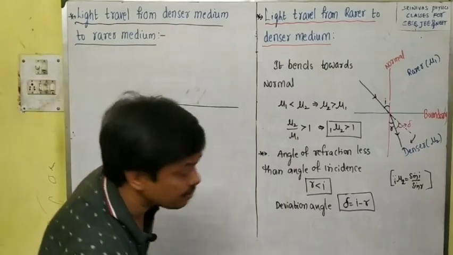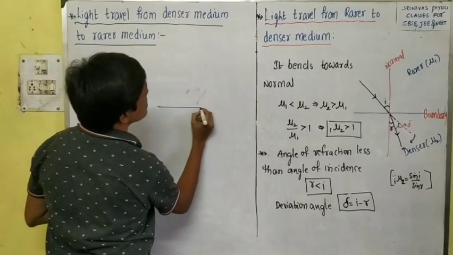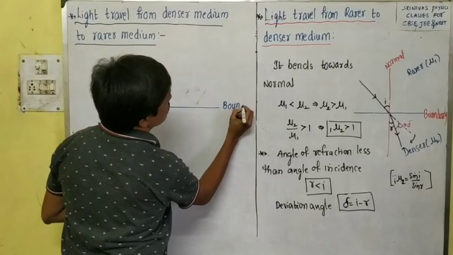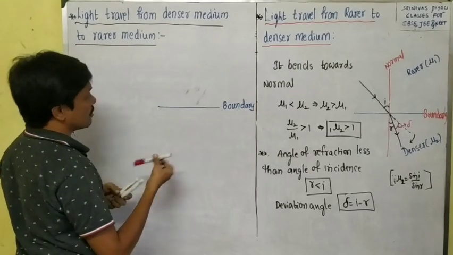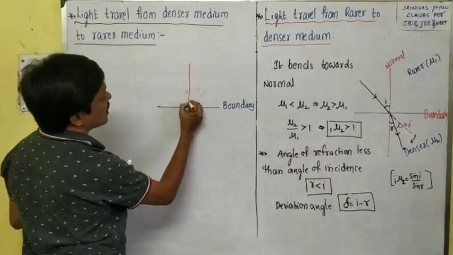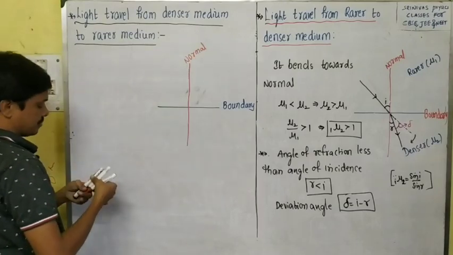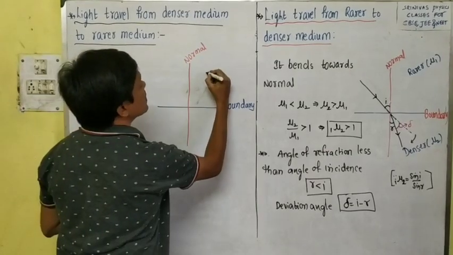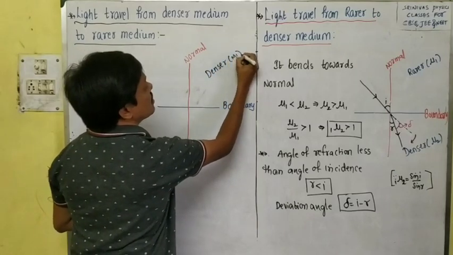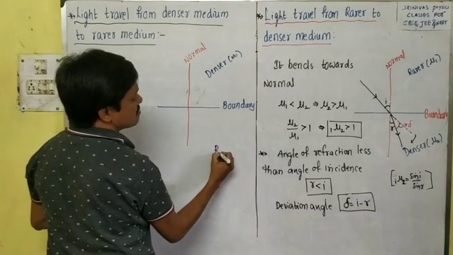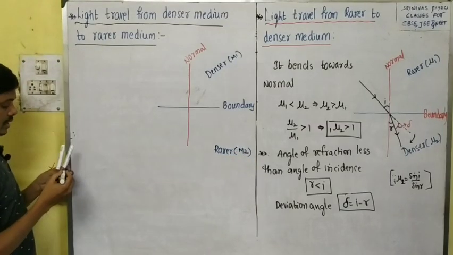We will draw the same figure. With the blue line we write boundary. This is the boundary which separates the two mediums, and above this we can consider as medium 1 and below this medium 2, and this is the normal drawn. Medium 1 is the denser medium, and this is the rarer medium, that is medium 2. The light is traveling from denser to rarer now.